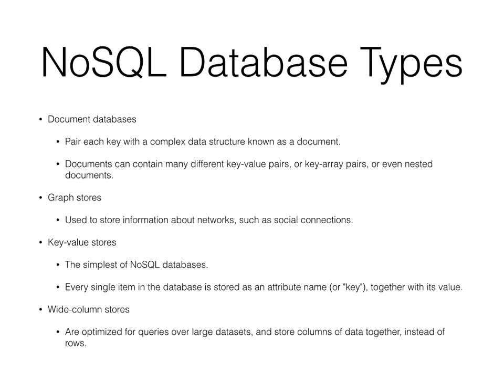So let's talk about NoSQL database types. There are 4 major types of NoSQL databases: document stores, graph stores, key value stores, and wide column stores. Document databases are pretty simple, and most of these are actually very simple, with the exception of wide column stores, which may be a little bit difficult to conceptualize.